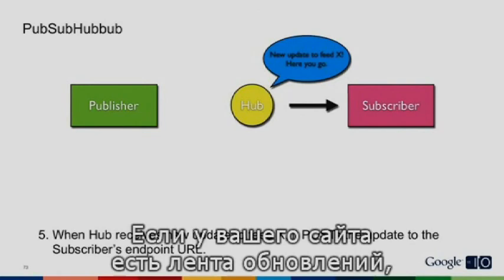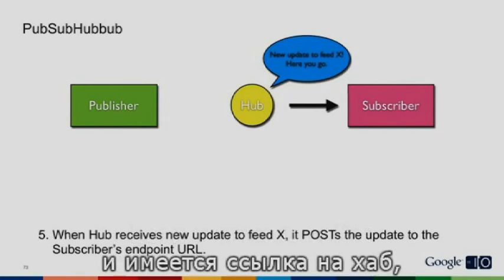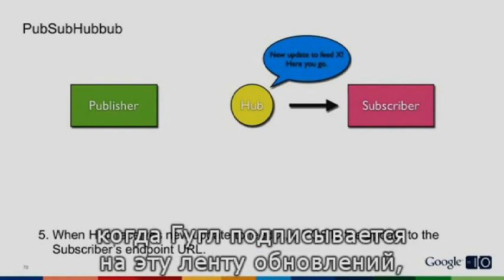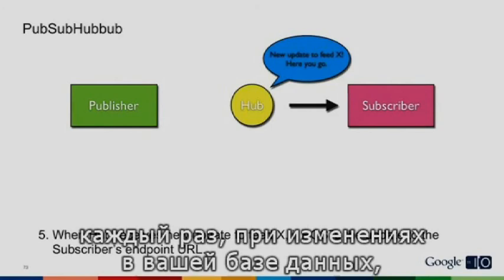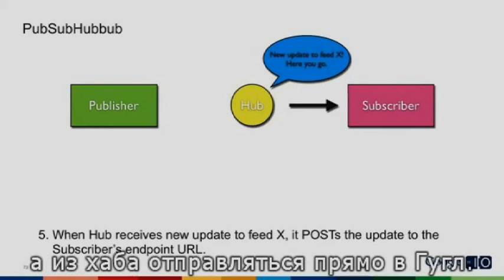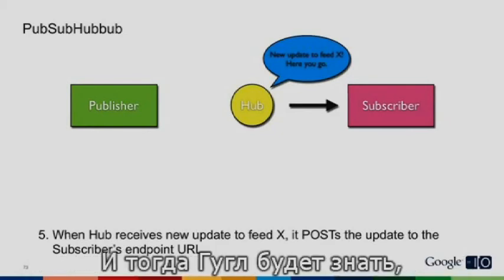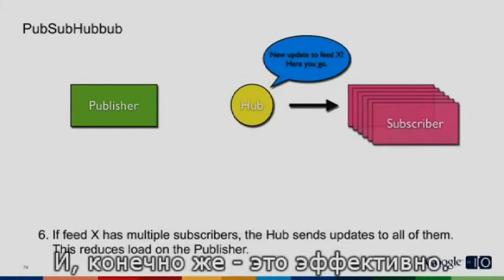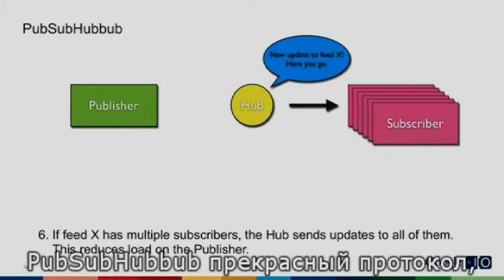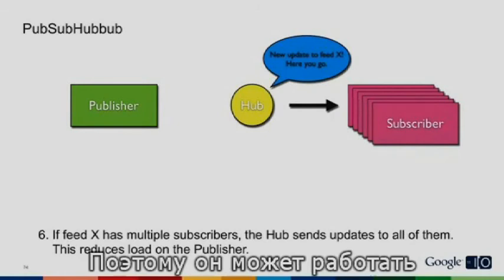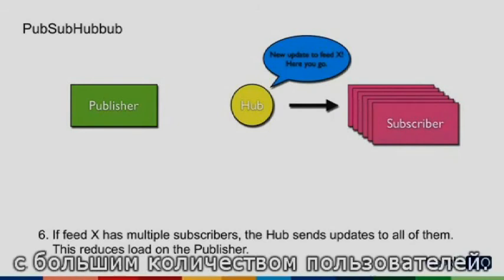So what will happen is when your site has an Atom feed and it has a link to a hub, when Google subscribes to that, every time you make a change to your database and that gets updated in your feed, that feed will push out to the hub that will then push out to Google. Right through. Pretty cool, huh? And Google will then know that it can recrawl your site. And of course, this works. PubSub-Hubbub is a great protocol that works at scale, too, so it can work with a huge number of subscribers.